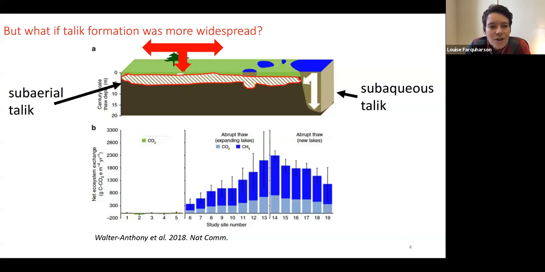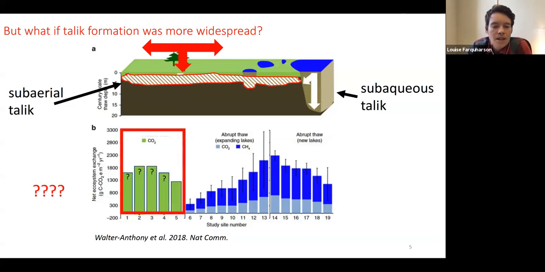If we start to consider taliks forming subaerially instead of subaqueously, i.e. under vegetation rather than under lakes, we have to start thinking about how this could impact carbon emissions on a landscape scale. Next slide. I don't have any carbon data to present, but this is one of the topics that I think might be worth discussing after the slides: what implications widespread subaerial talik has for carbon cycling in the Arctic and subarctic. Next slide, please.